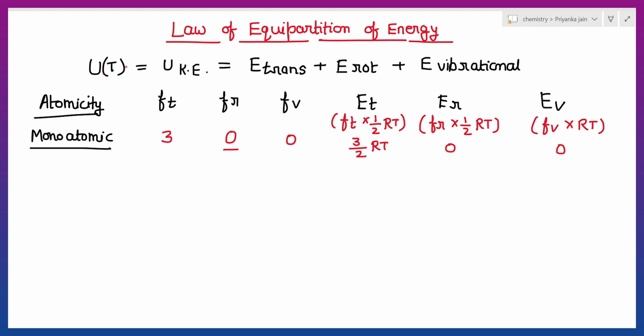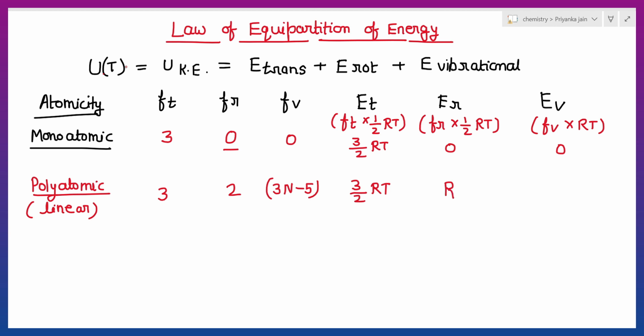Now see, for the polyatomic molecules. In case of polyatomic molecules, when there are several atoms in a molecule, there may be two cases. One case is linear polyatomic molecules. In the case of linear polyatomic molecules, the translational degrees of freedom will be equal to 3, rotational degrees of freedom will be equal to 2, and vibrational degrees of freedom will be equal to 3N minus 5, that you all know. So the translational energy will be equal to 3 by 2 RT, rotational energy will be equal to RT, and vibrational energy will be equal to (3N minus 5) RT.